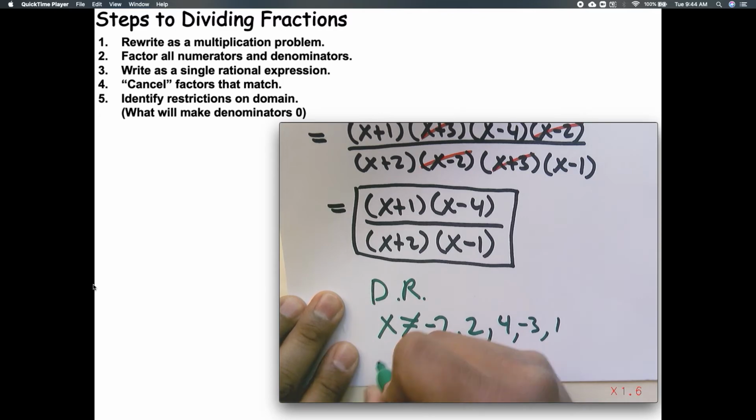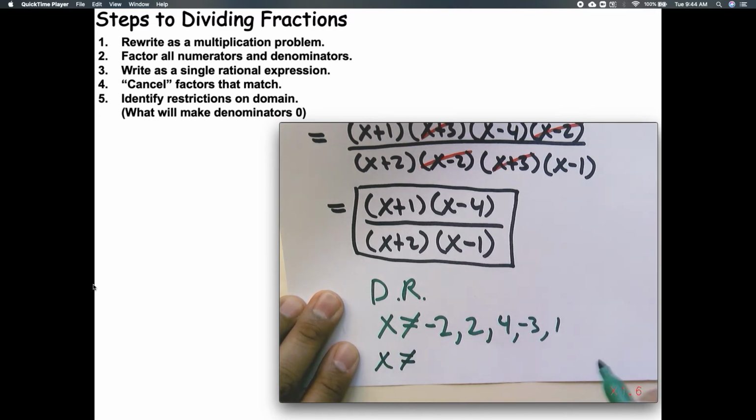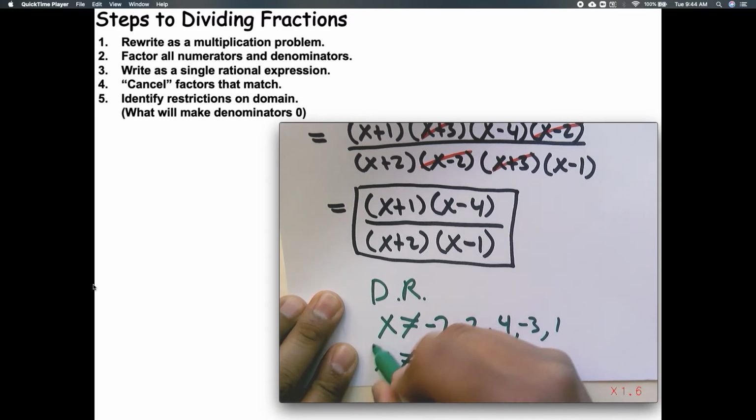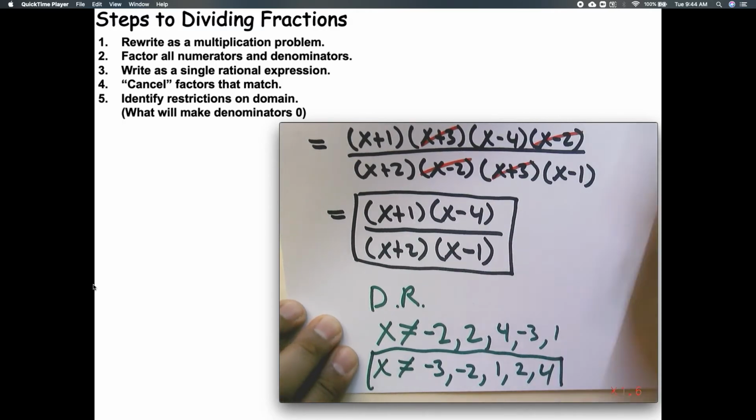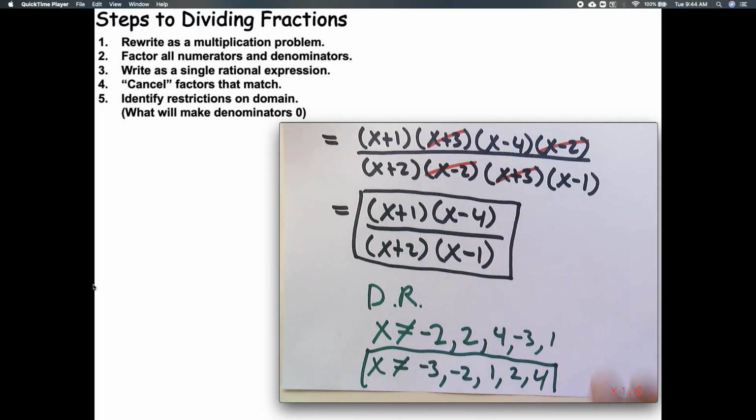Okay, and just for good measure, let's go ahead and put these in order. So you got negative 3, negative 2, 1, 2, and 4. Okay, so if you're already getting the hang of this, feel free to stop.